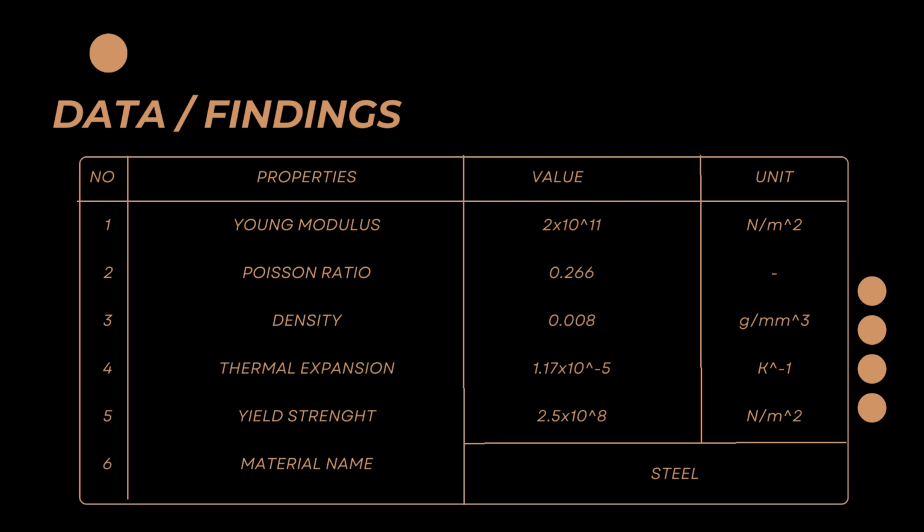And thermal expansion, we got 1.17 times 10 power of negative 5 Kelvin. And then for the yield strength, the value is 2.5 times 10 power of 8 Newton per meter square. For the last part is the material. We use steel for this brake.